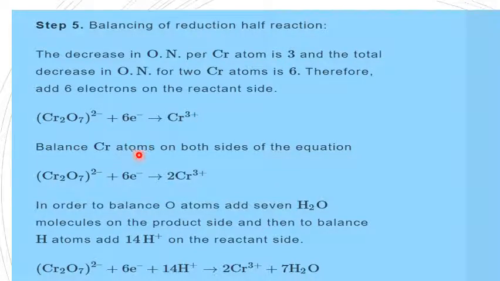Okay, now balance the chromium atoms also on both sides of the equation. Here already two atoms of chromium are present, so on your product side you are supposed to add 2. Okay. So in order to balance oxygen atoms, what are we doing? We will add water molecules, the same number as your oxygen atoms, on your product side. And then to balance hydrogen atoms, you will add 14 H+ on the reactant side.